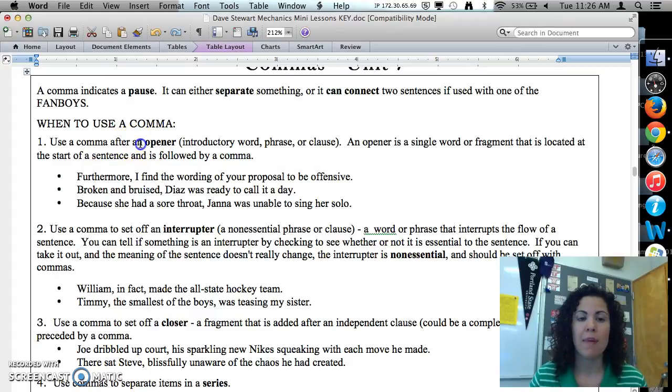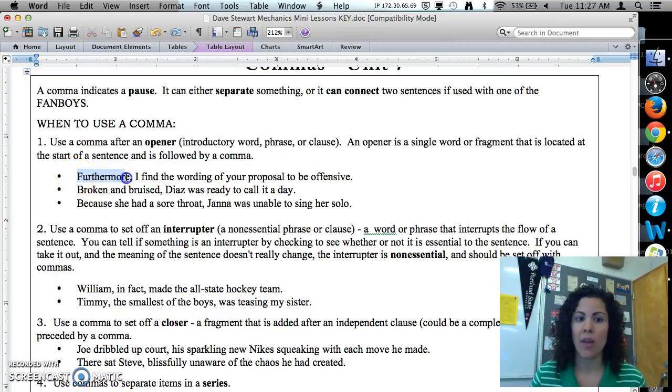So you want to use a comma after an opener, an introductory word, phrase, or clause. We have been practicing writing with phrase openers and word openers. An opener is a single word or a fragment that is located at the start of a sentence and is followed by a comma. So they give you some examples here.